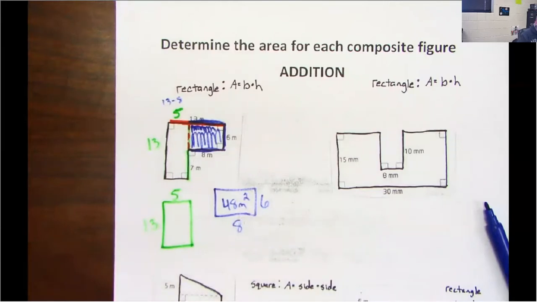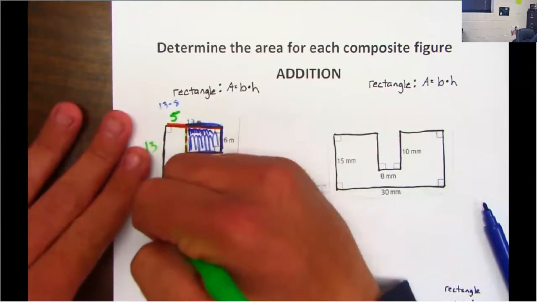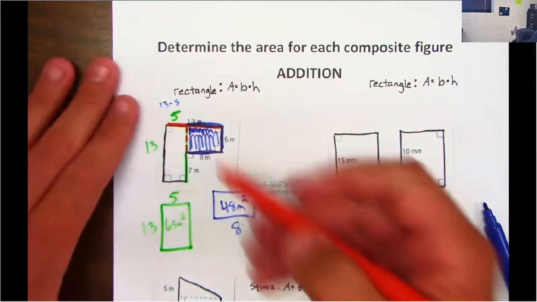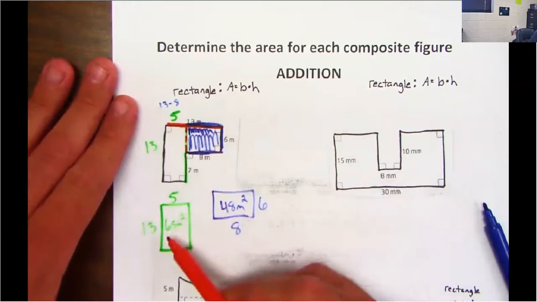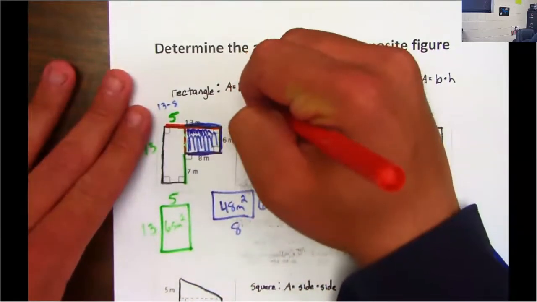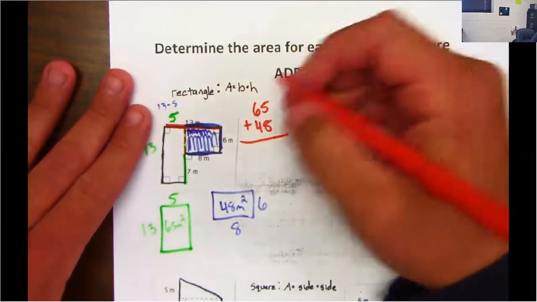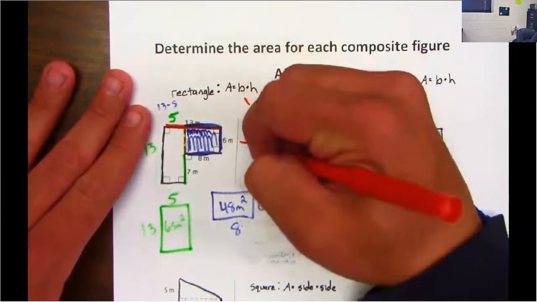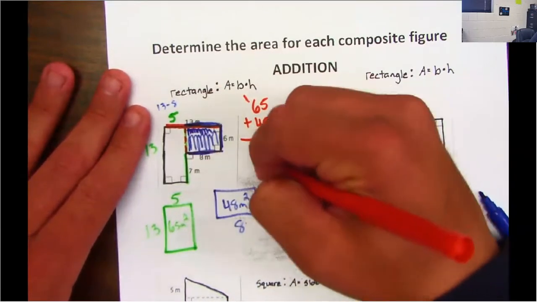So what is 13 times 5? 13, 26, 39, 52, 65 meters squared. Am I done? No, I'm not done. Guys, we're trying to find the area of the entire thing. So we have to add these two numbers. So 65 plus 48. Well, 8 plus 5 is 13. 6 plus 4 is 10, plus 1 is 11. So this area is 113 meters squared.